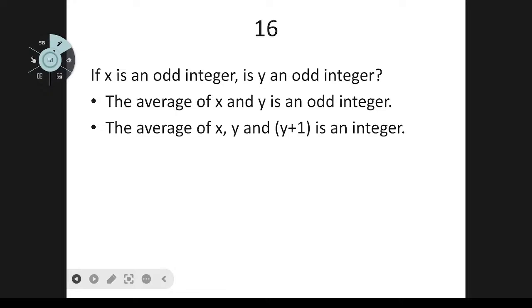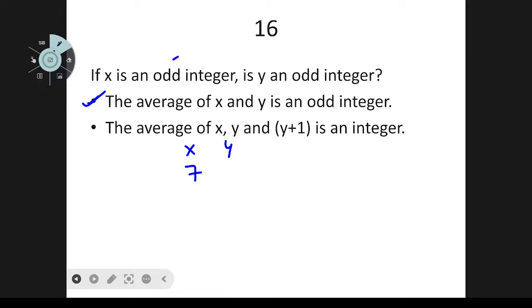If x is an odd integer, is y an odd integer? The average of x and y is an odd integer. Now you should take only the values which are satisfying this condition. It's given x is an odd integer, so let's say I am taking it as 7. Now I should only take the value of y which is satisfying this condition.